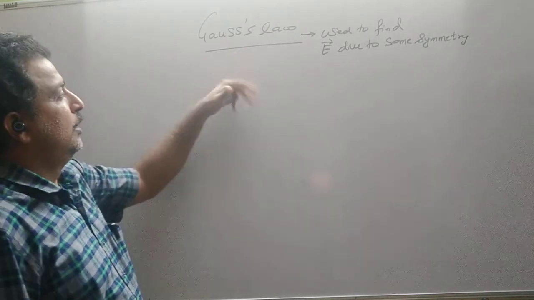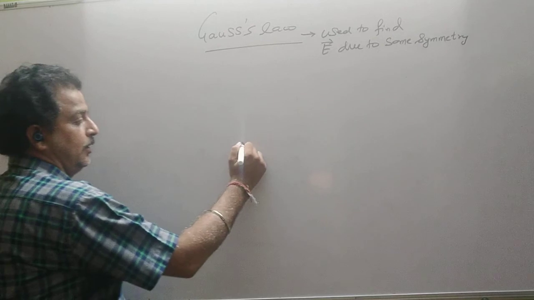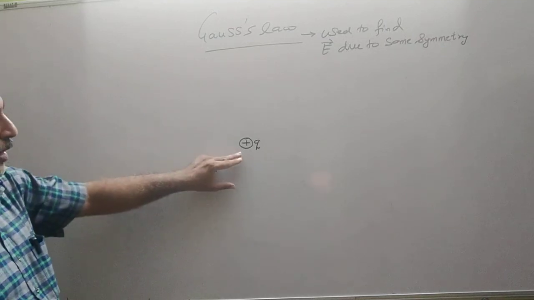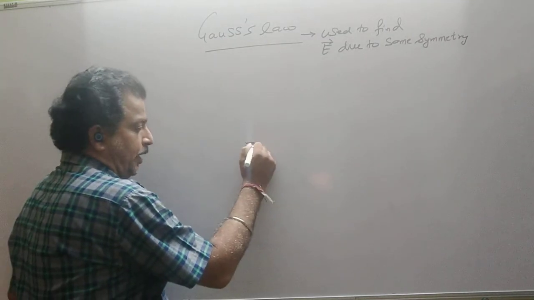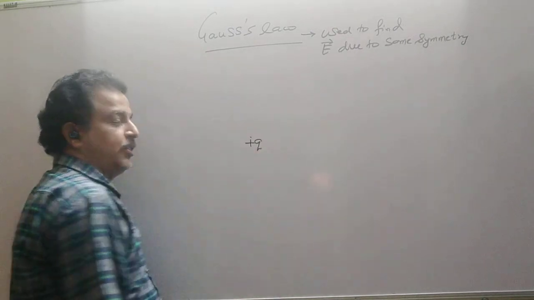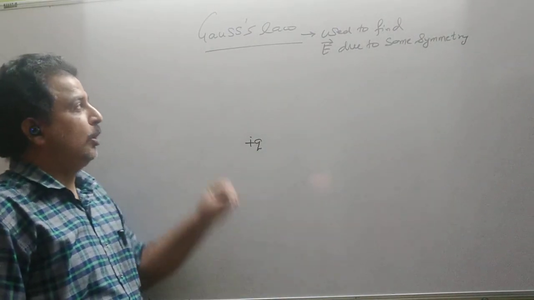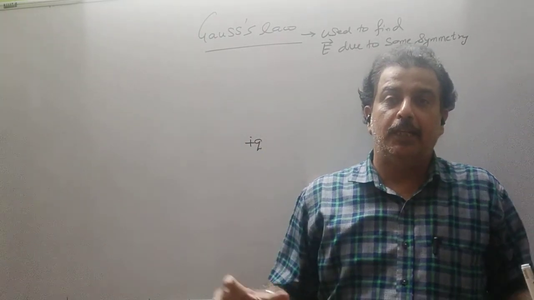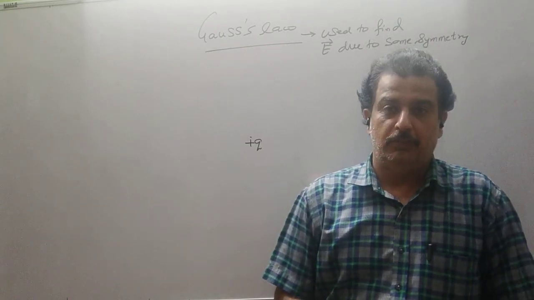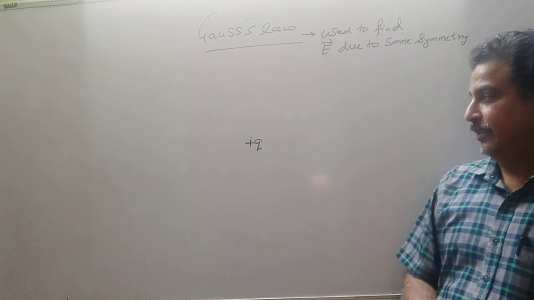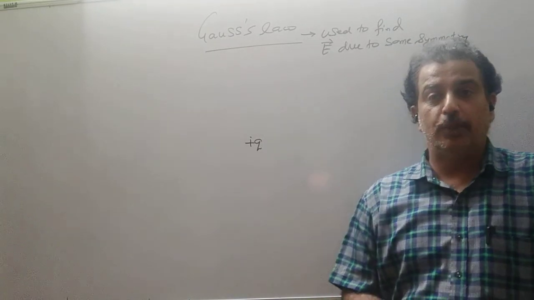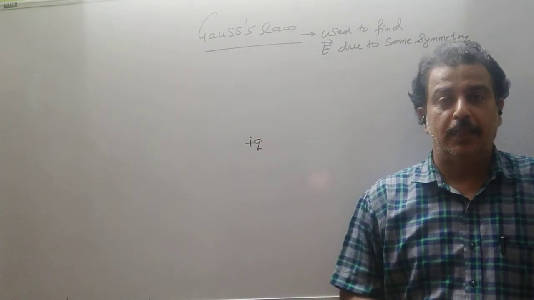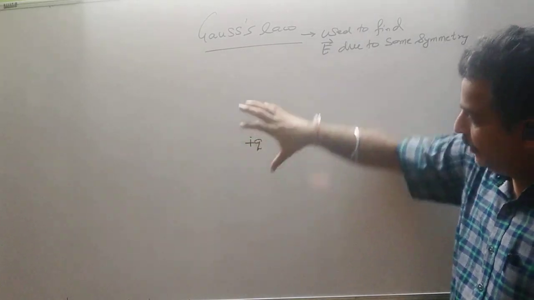Now in order to state Gauss law, let us consider a plus Q charge. Now this is a plus Q charge. Let us assume that this plus Q charge is at the origin of the Cartesian coordinate system. Now in order to prove the Gauss law, we take one imaginary surface. We have to consider one imaginary surface. This imaginary surface is known as the Gaussian surface. Generally, this surface is chosen in such a way that it encloses the charge.